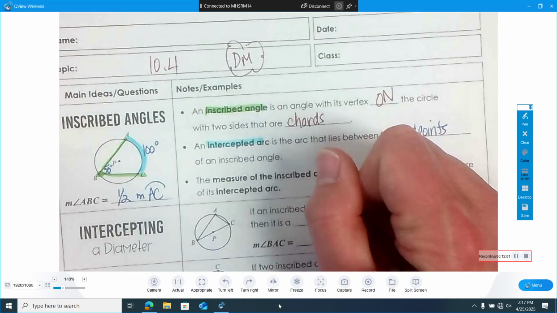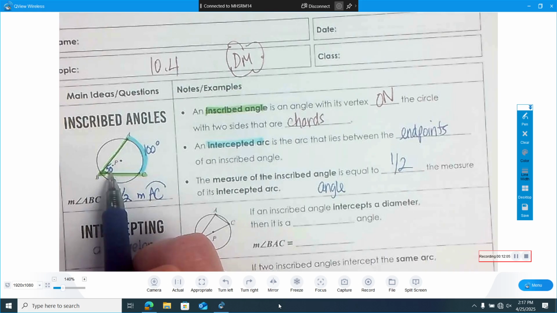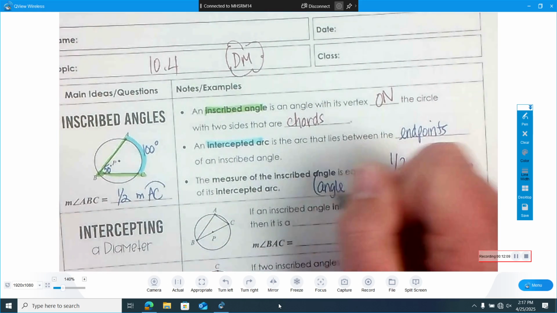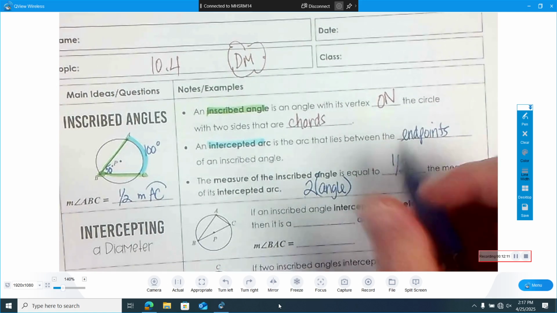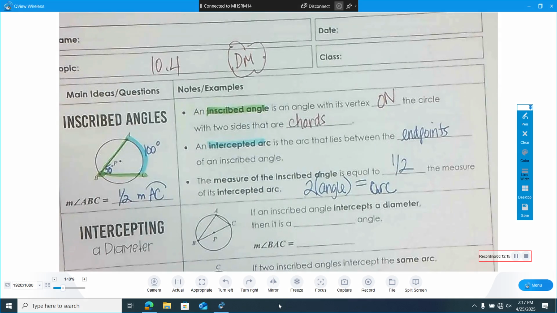What if I know the angle measure? So I know the angle measure is 50 degrees. What do I have to do to get to the measure of the arc? Double it, yeah. So all I have to do is twice the angle is equal to our arc measure if we have an inscribed angle.